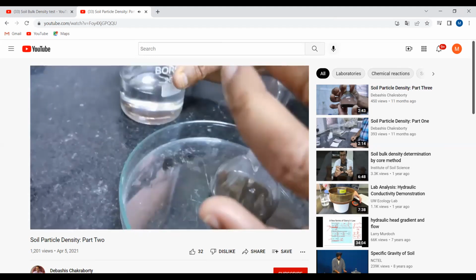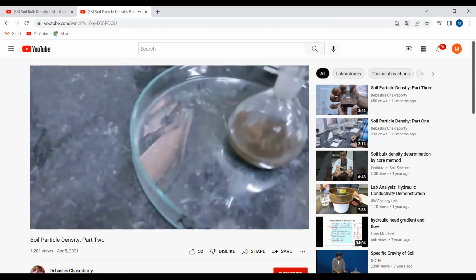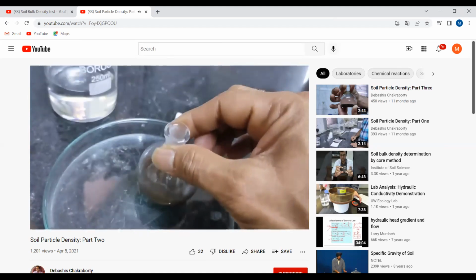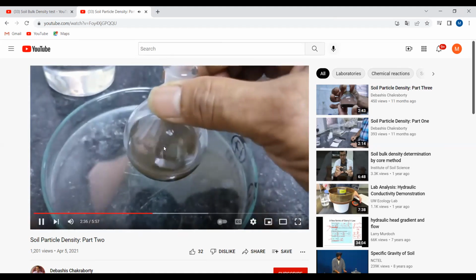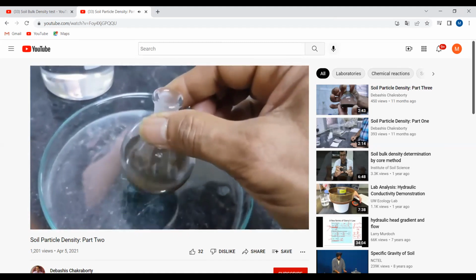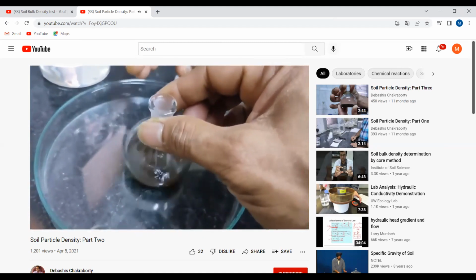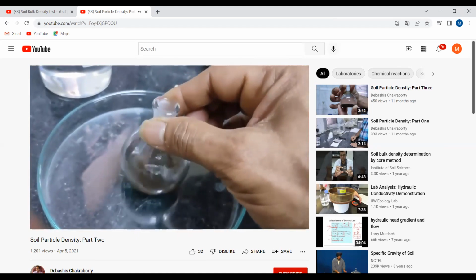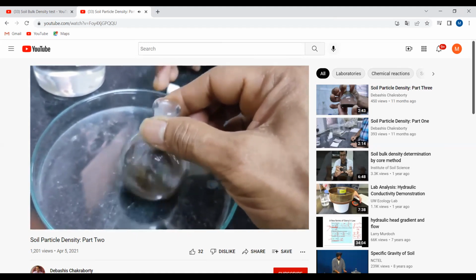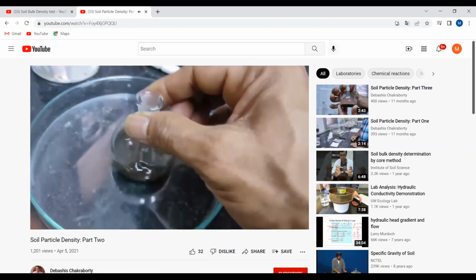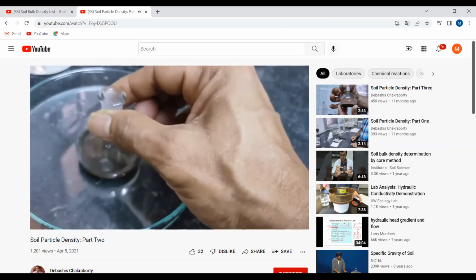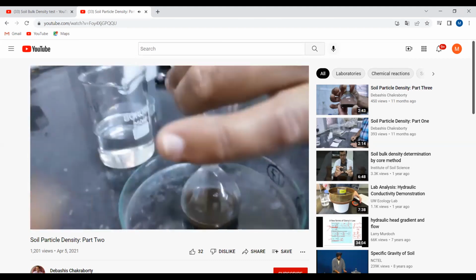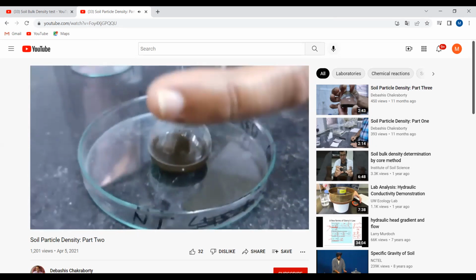So what you can do is start it a little bit, gently. You see, there are spaces within these soil particles, and those spaces should be filled up by toluene. The spaces are all artificial because you have taken a disturbed soil, but nevertheless, when you are taking the soil particles, definitely there will be some spaces left out.